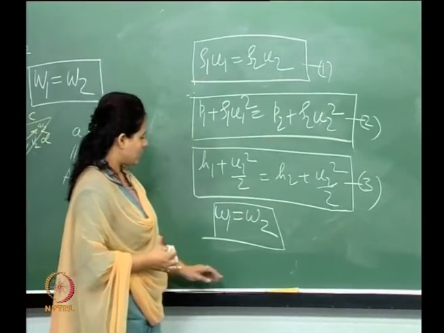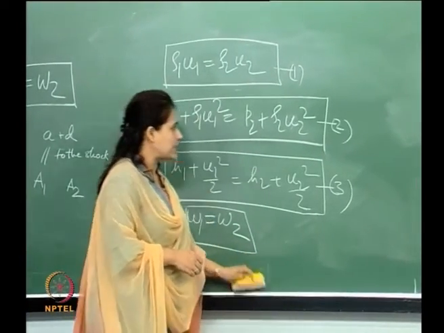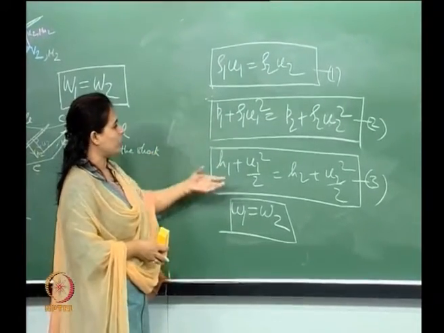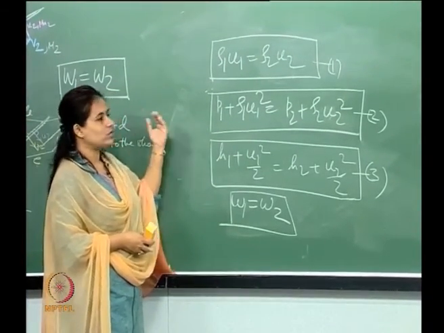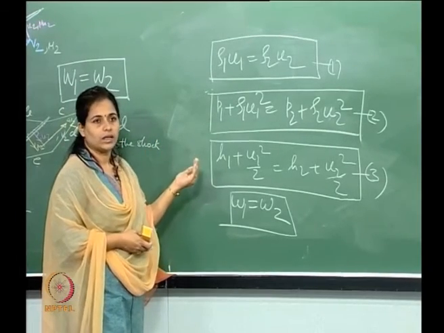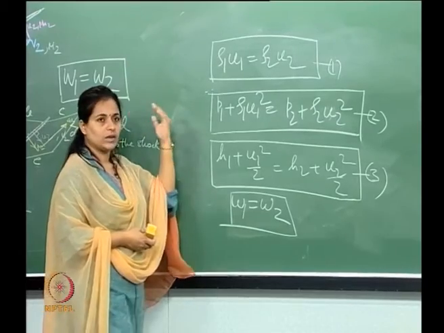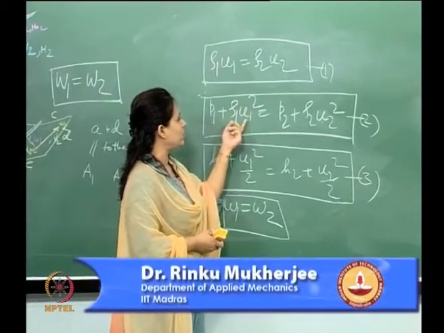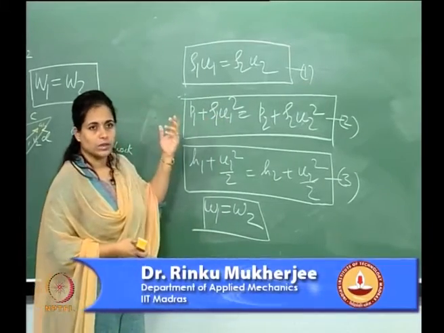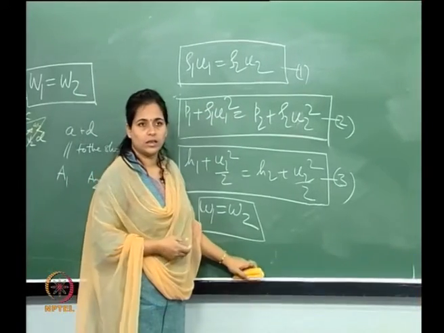So that is the connection with the normal shocks, and therefore we can use the same tables that we used for normal shock. The only thing is that we will use the normal component of the velocity and the corresponding Mach numbers. We will see how we do that in the next few classes.